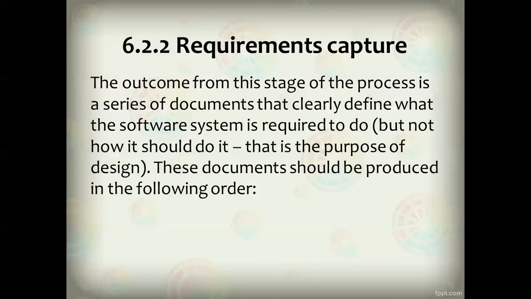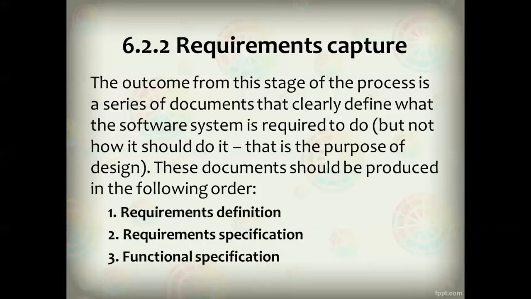These documents should be produced in the following order. 1. Requirements definition. 2. Requirement specification. 3. Functional specification. You would probably not produce all these documents separately as part of your own project, but may be required to produce a single requirement report or system specification that encompasses the essence of each of these.